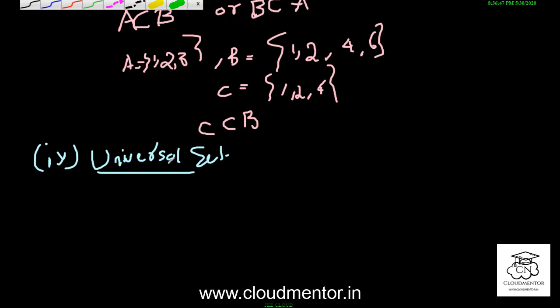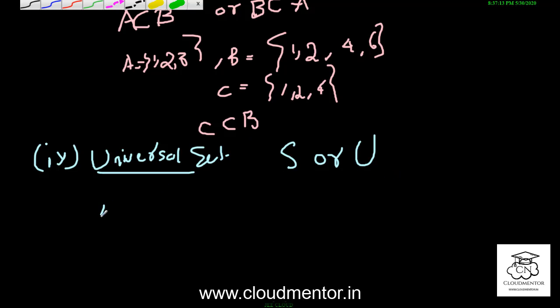If there are some sets under consideration, then there happens to be a set which is a superset of each one of the given sets. Such a set is known as the universal set, and it is denoted by S or U. It is a superset of all the given sets.